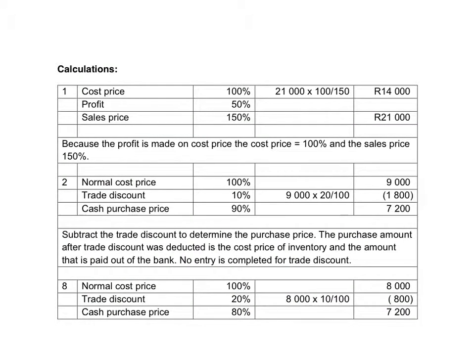The information stated that a profit of 50% on cost price was made. If the cost price is 100, profit is 50, and the sales price is 150. The sales price was given as 21,000. If we want to calculate the cost price, the one that we want, 100, divided by the one that we know, 150, times 21,000, and that will give us the cost price as 14,000 rand.